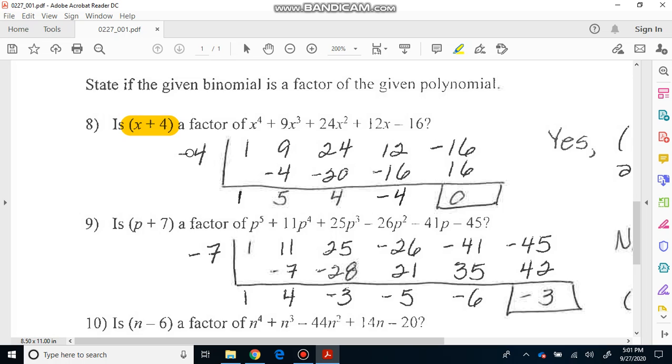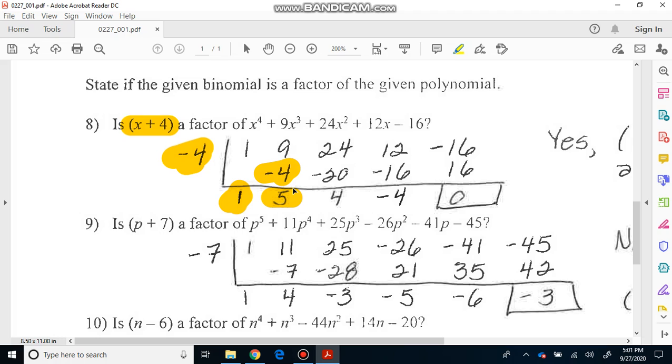Now, out front, I'm going to write down the root or the 0. And this is the factor, so I have to flip it, right? This is positive 4. So I'm going to write down negative 4. Then I'm going to take that first coefficient and write it there, and then I'm going to multiply. Negative 4 times 1 is negative 4. 9 plus a negative 4 is positive 5.